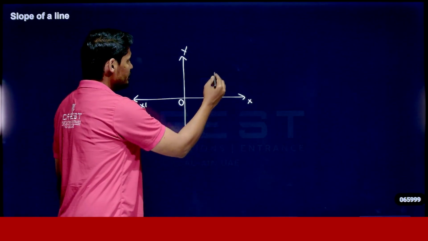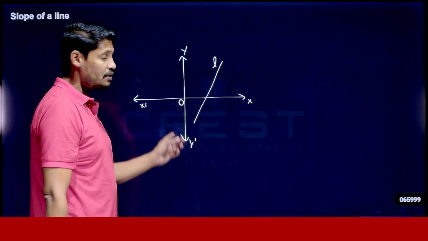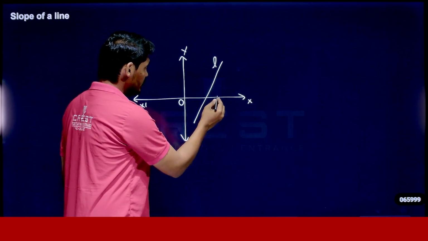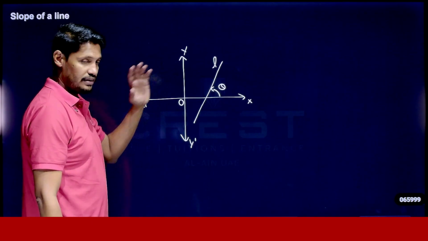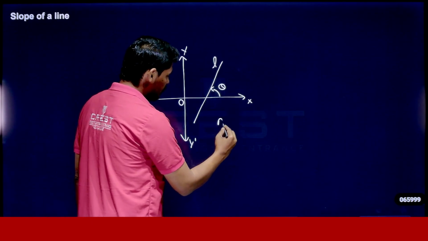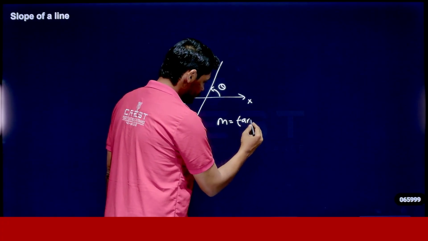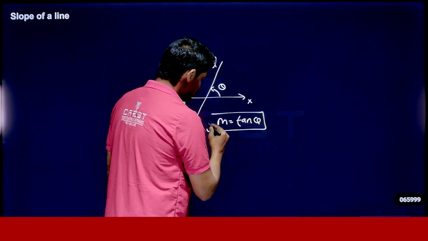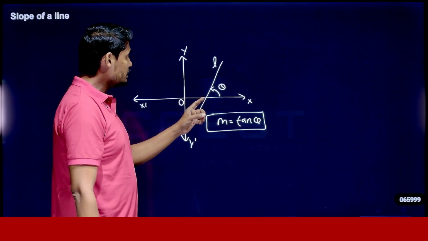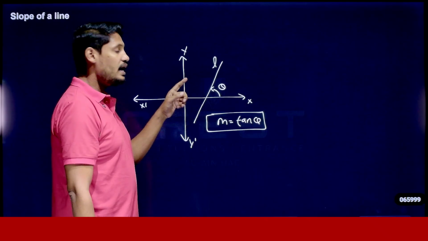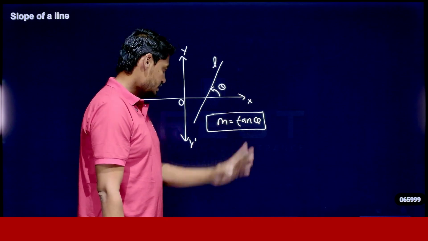Suppose we have a line called L, and this line L is making an angle theta with the positive direction of x-axis in an anti-clockwise direction. How can you find the slope of this line? Slope can be denoted by the letter m, and m equals tan theta. The condition is that the line makes a positive direction with the x-axis in an anti-clockwise direction. So we can find the slope of this line, m equals tan theta.